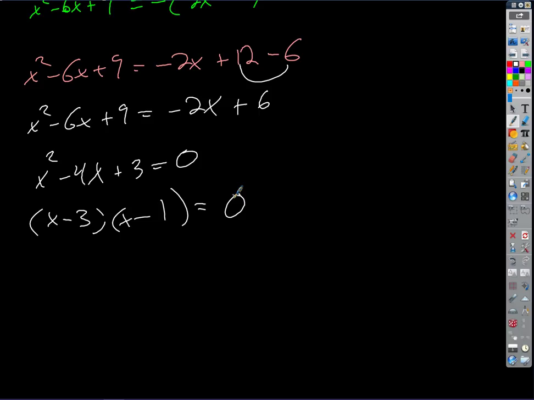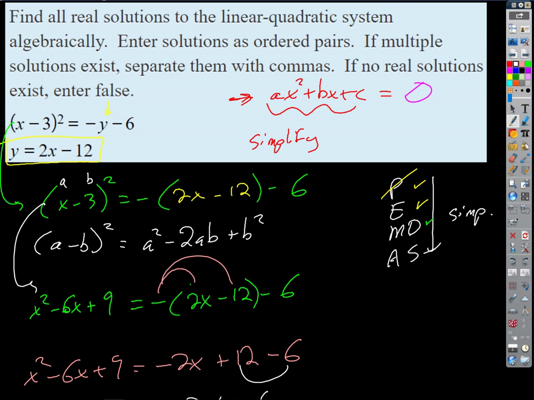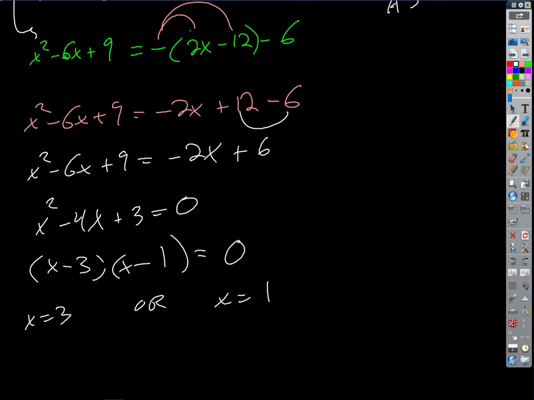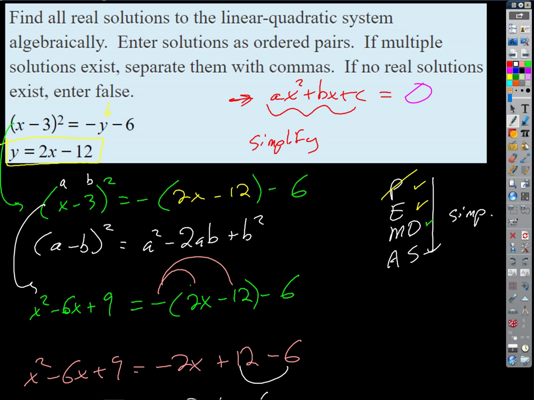So what are the solutions then? 3 and 1. Either x equals 3 or x equals 1, right? But we're not done yet, right? That's just the x part. We need to find the y coordinate also. Well, where do we go to find the y coordinate? The boxed equation, yeah, right? The one that, our substitution equation, it's already solved for y. So Riley, what am I going to get if I plug in x equals 3? What am I going to get?